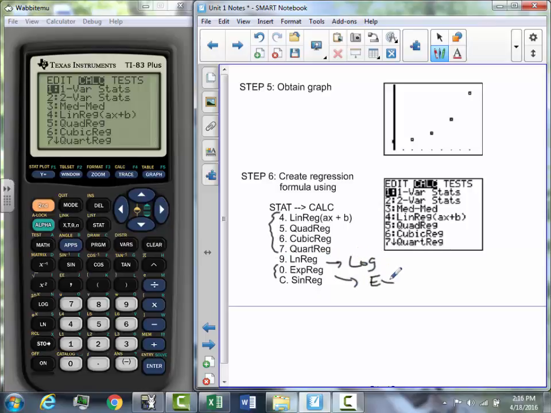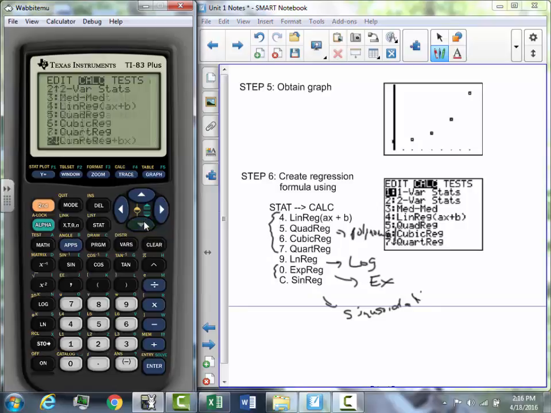This will be an exponent. And this will be a sinusoidal. So these same steps that we're learning right now today. So I basically have to teach you four different types of functions: polynomials, exponentials, logarithmics, and sinusoidals. All of the regression equations are on this list. You just got to keep scrolling down. Once you get past zero, it's actually C for sine regression. So we'll do those ones once we learn those functions.